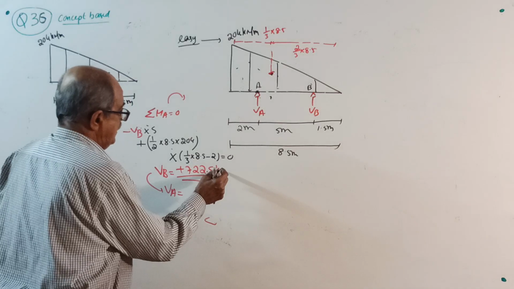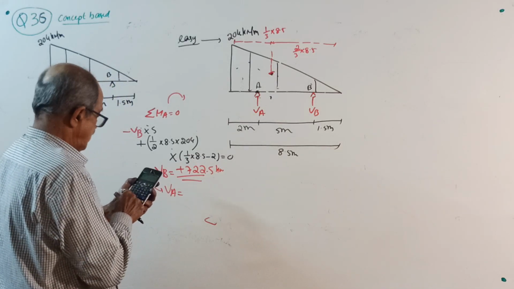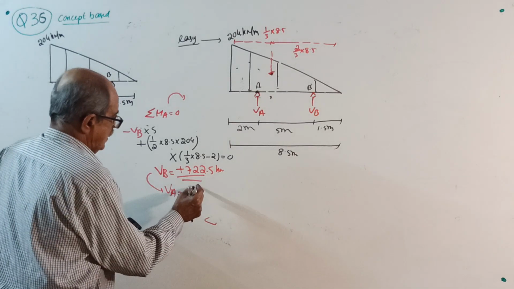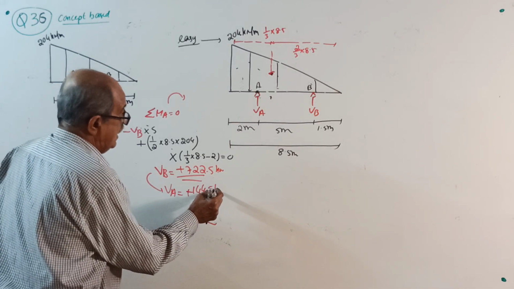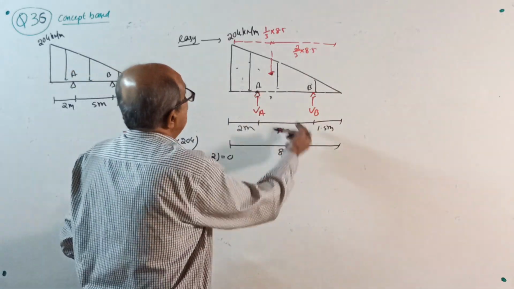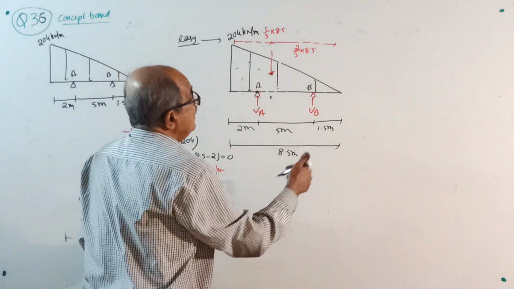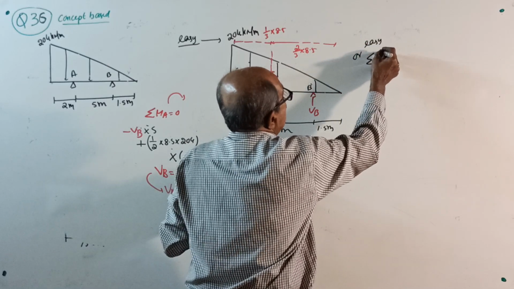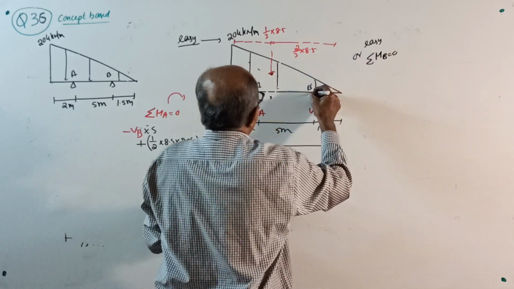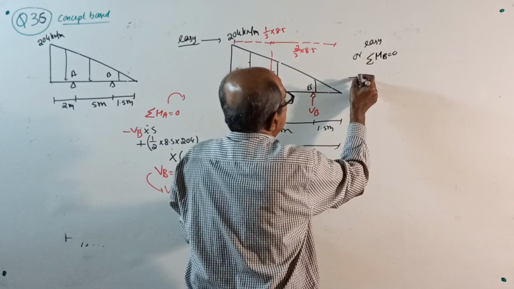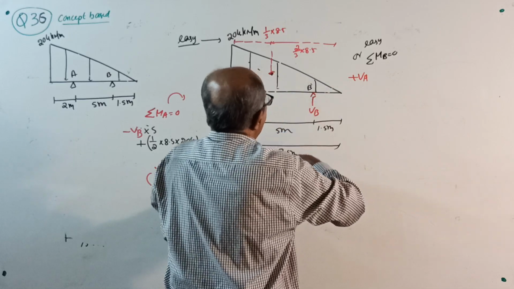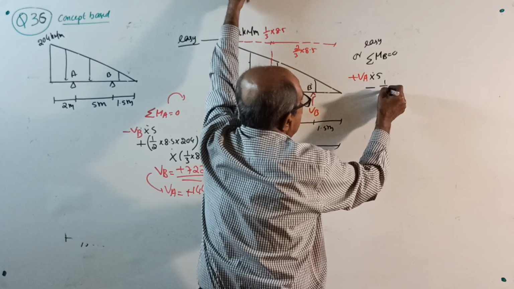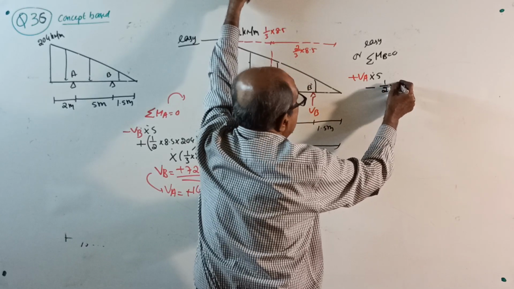VB minus half into 8.5 into 204 will give you plus 144.5 kilonewton is the VA. Sigma V equals 0: VA plus VB minus total load equals 0. Or, once again, an easy solution: Sigma M about B equals 0. Then plus VA into 5, minus total load. Half into, how much is it?